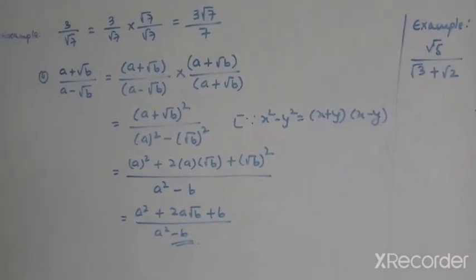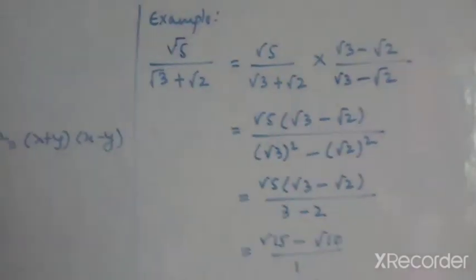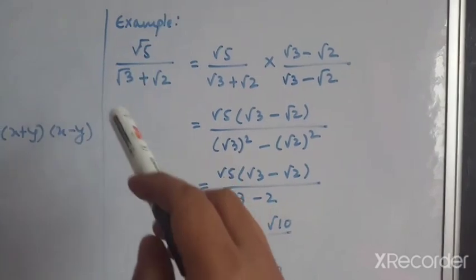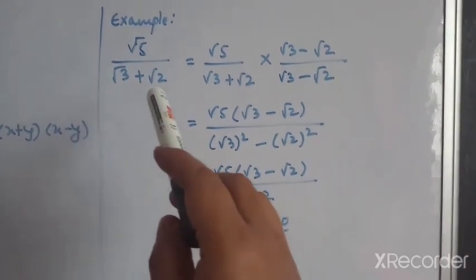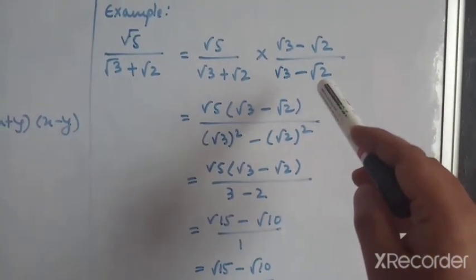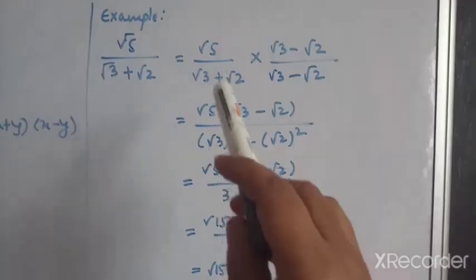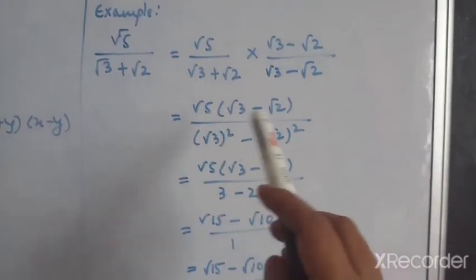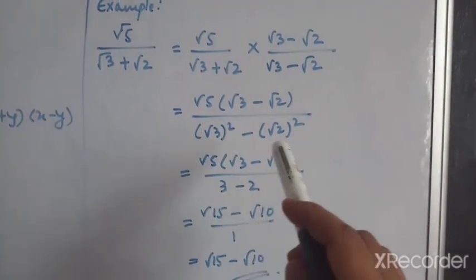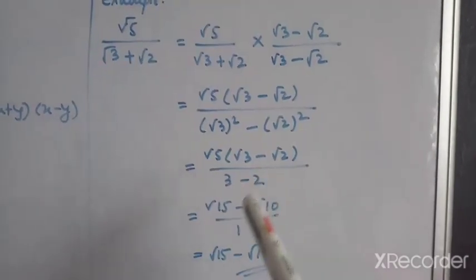Now an example of the second case. Suppose you have something like this, root 5 by root 3 plus root 2. This is a binomial surd. Its conjugate will be root 3 minus root 2. So we need to multiply both numerator and denominator by this. Again this is in the form a plus b into a minus b, which is a square minus b square. Square of root 3 is 3, square of root 2 is 2, and 3 minus 2 is 1.